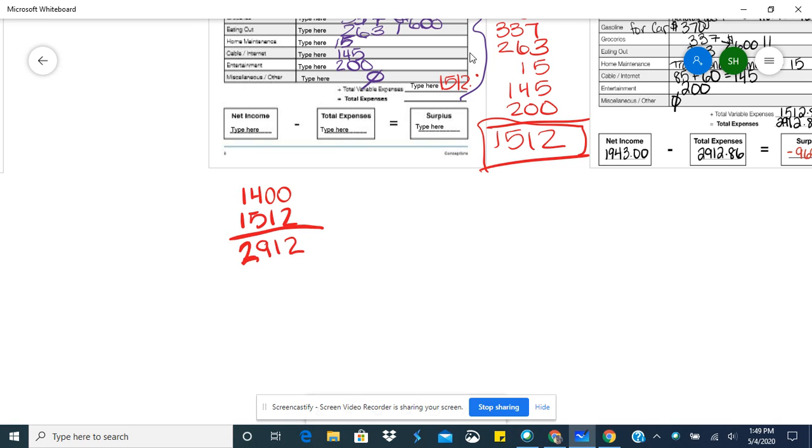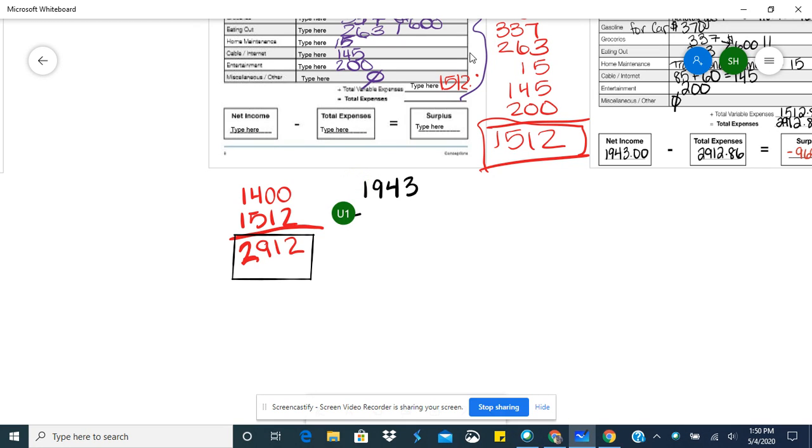That's a lot. I don't know if you remember, but from the beginning, my net income was not that much money. My gross income was only $2,900. So I'm clearly overspending if I have spent over my gross income. So now you are going to take this number, which is our total expenses, and you are going to subtract that number from our net income. Our net income was 1,943.